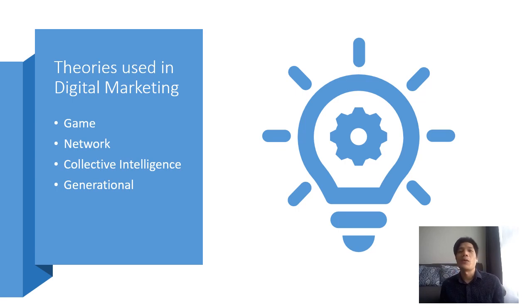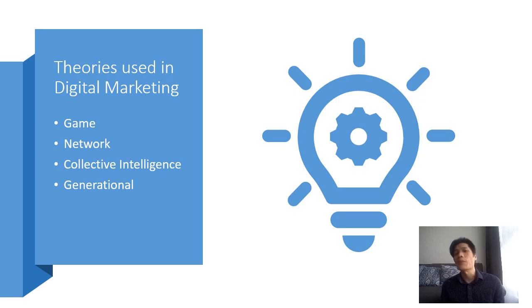Secondly is networking. Social media, in the word, means to be sociable, to find networks, to engage with people. And that is another theory that they use in digital marketing. It's how many networks you know, how vast your platforms can reach people. And then there's also collective intelligence theory.